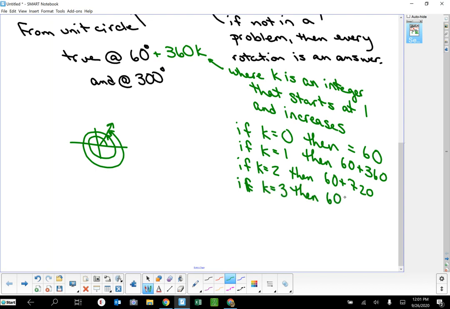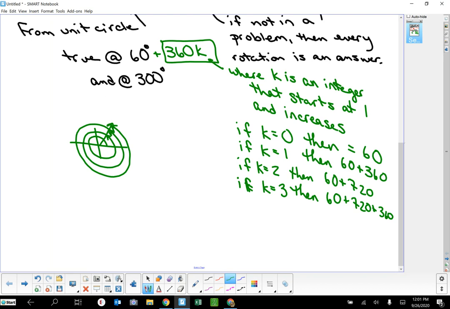Then you have 60 plus 720 plus another 360. So you'd go around another time. And basically what happens is you just keep adding rotations as K just keeps on getting bigger and bigger and bigger. So this allows for every possible rotation ever, forever, until infinity. Okay.